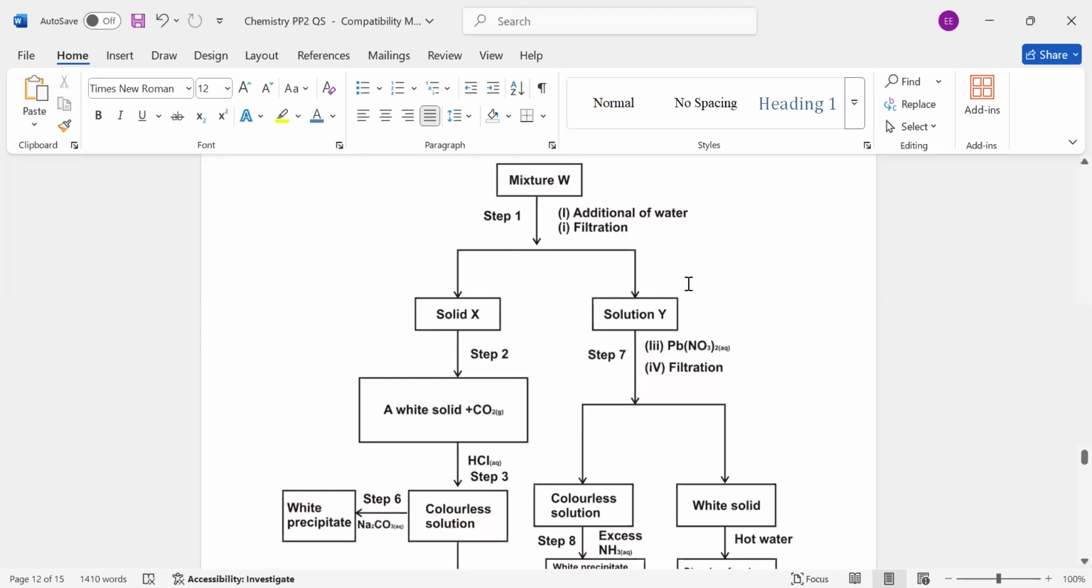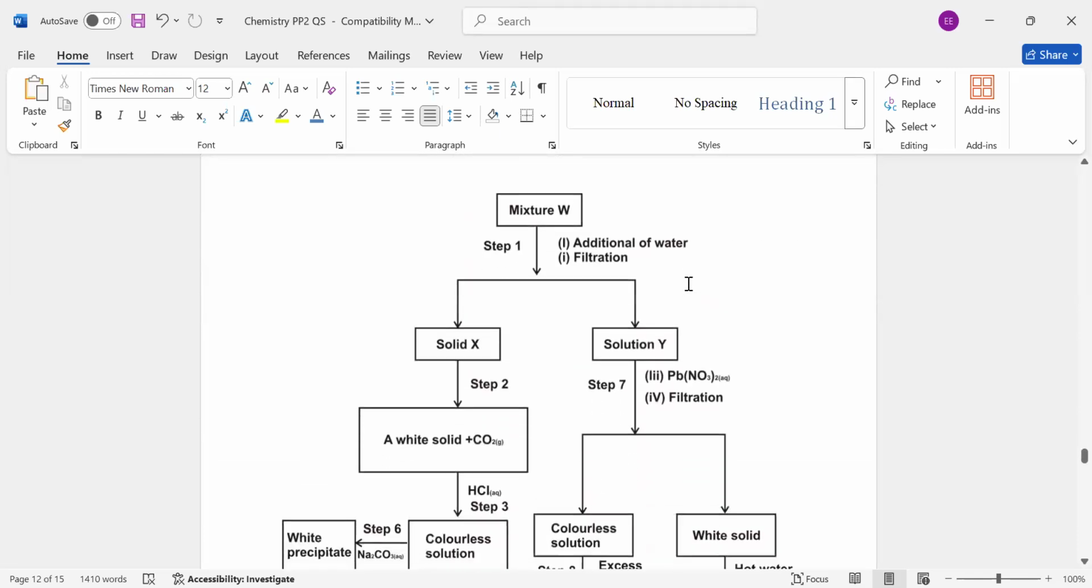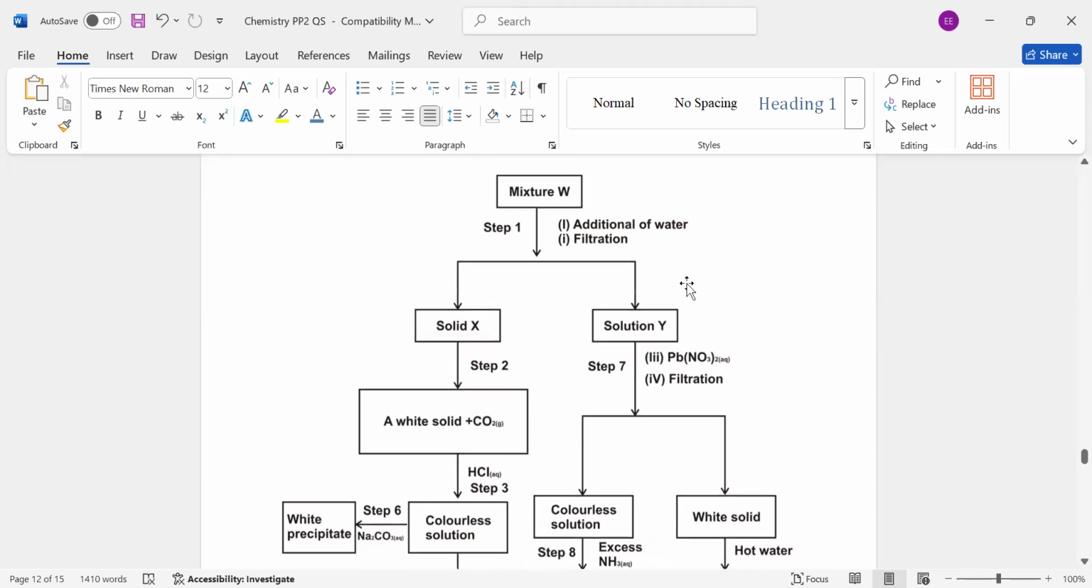So I'm skipping and going to question 6. Let's look at question 6. This one is a question on salts.